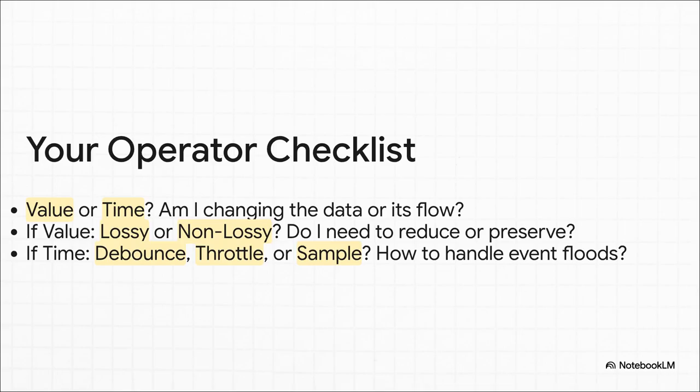First, am I trying to change the data's value or am I trying to control its timing? If the answer is value, your next question is, do I need to maybe get rid of some values, making it lossy, or do I need to keep every single one? And if the answer is timing, you ask, okay, how should I deal with this flood of events? Do I need to debounce, throttle, or sample? This little decision tree will point you to the right neighborhood of operators every single time.